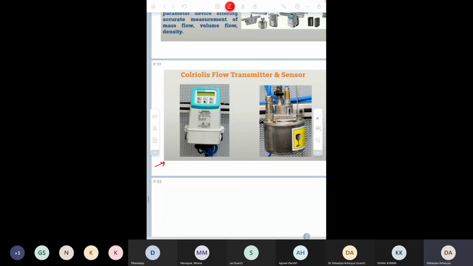So let's start with level sensor, pressure sensor, and temperature simultaneously.